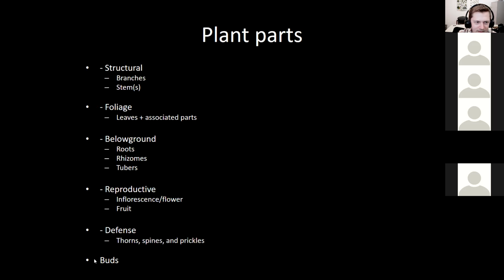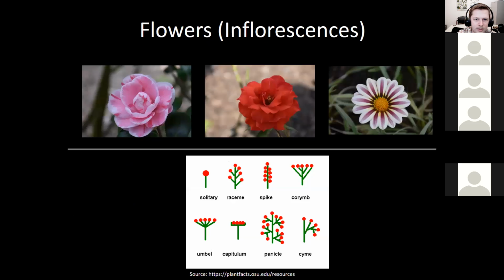And then I guess related to all this is the buds. The buds are basically the stem cells of the plant. And in particular for woody plants, they go dormant a lot of the time, so that might be all that you have. So they're very crucial in terms of identification in some instances.